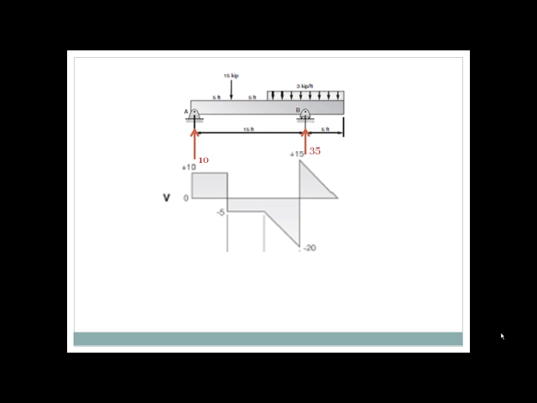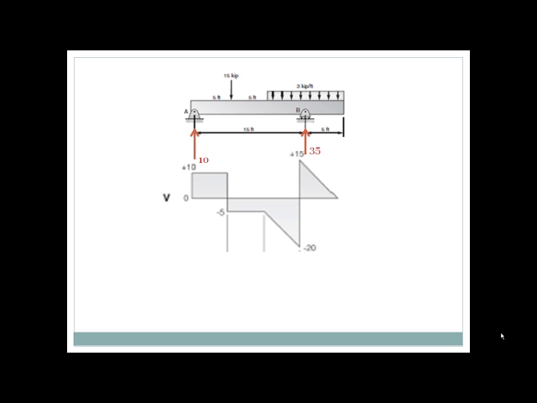Nothing happens then until you hit the uniform load of 3 kips per foot. Now notice for the first 5 feet that pushes you down to -20, but then the 35 kip reaction pushes you back up to 15 kips. And then the remaining 5 feet of uniform load pushes you back down to 0.